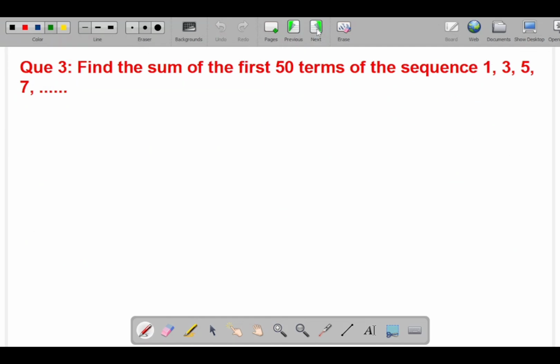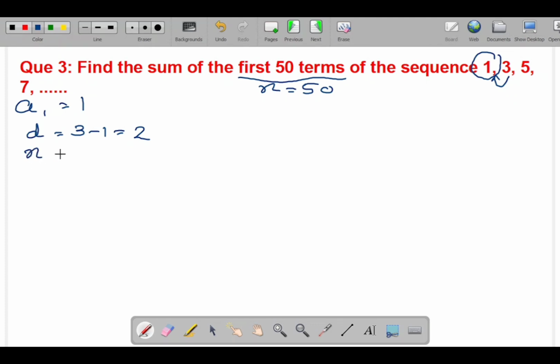So let's go to the next question. Here we have the question: find the sum of first 50 terms. That means n equals 50 is given, and from here you can recognize that a1 is 1 and d is 3 minus 1. So let's note down these things. a1 is 1, the common difference is a2 minus a1, 3 minus 1, which is 2, and n is given as 50.